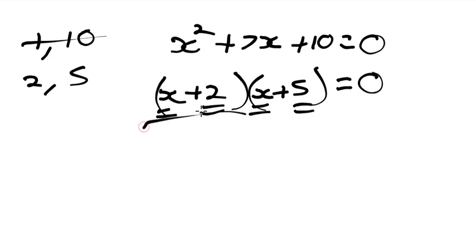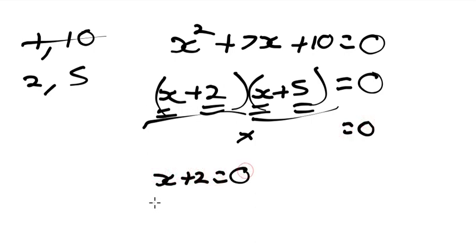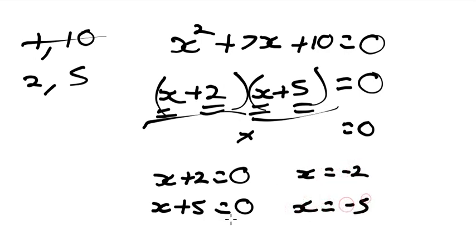And if this number times this number equals 0, then that means either x plus 2 equals 0, or x plus 5 equals 0. If x plus 2 is 0, x will be minus 2, if we just take away the 2 from both sides. And if x plus 5 is 0, then x is minus 5, if we take away 5 from both sides.